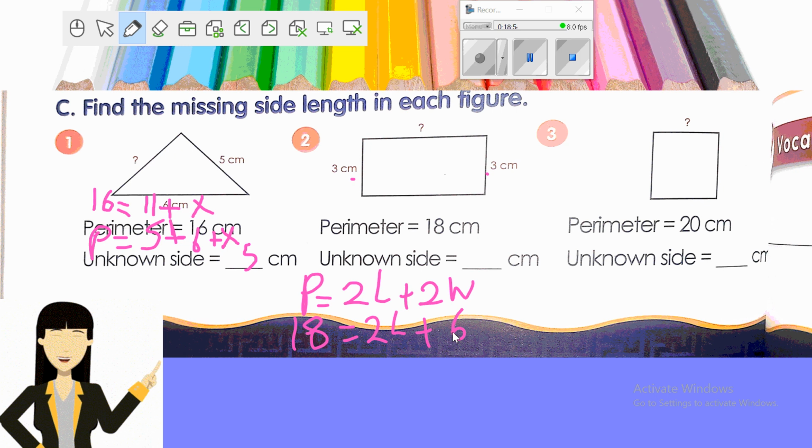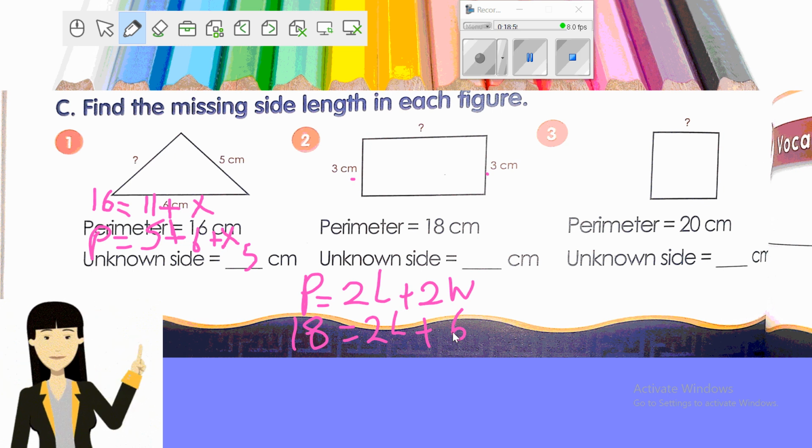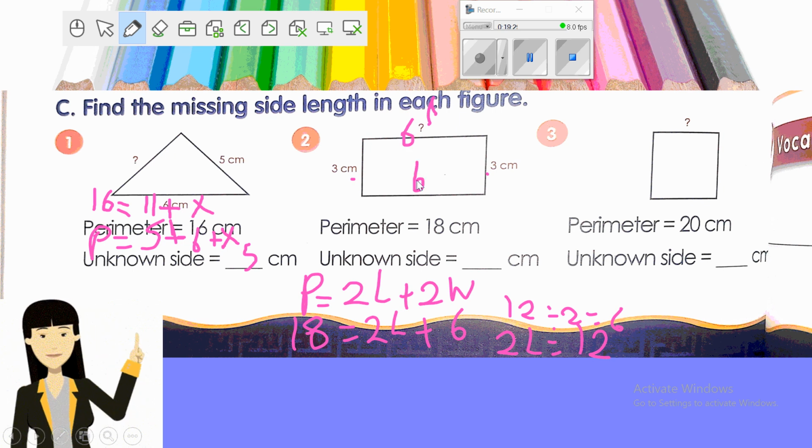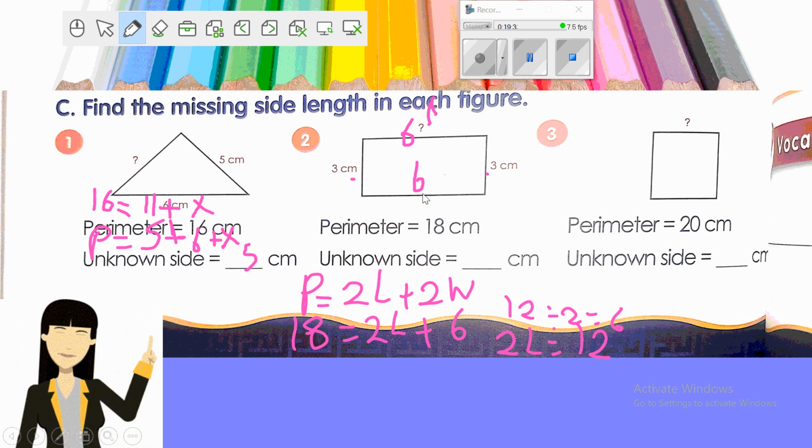Yes? Excellent. It's 12. So 2L is 12. So 1L is what? That means 12 divided by 2 equals 6. Excellent. So each side here is 6, here 6, and here 6. Let's check. Double of 6 is 12. Double of 3 is 6. 6 and 12, 18. The answer is right.